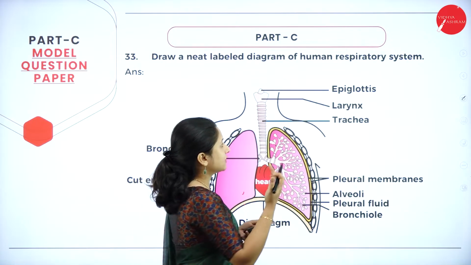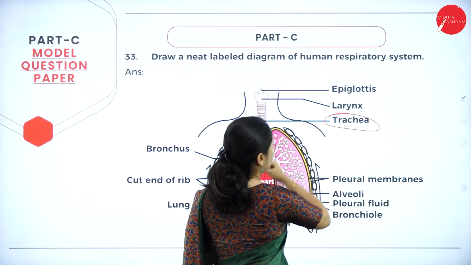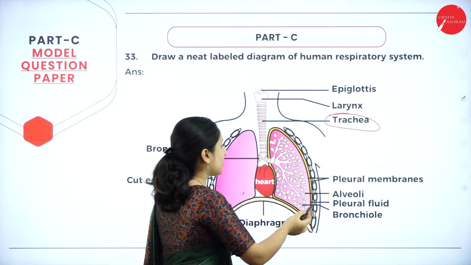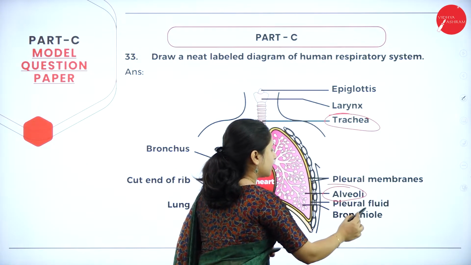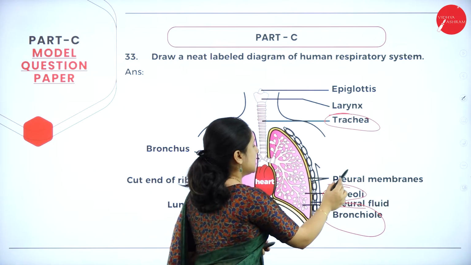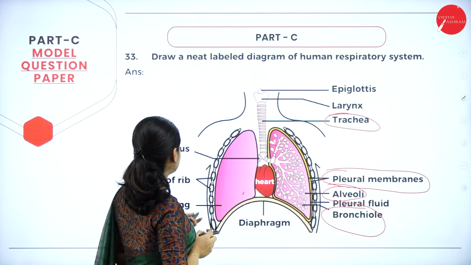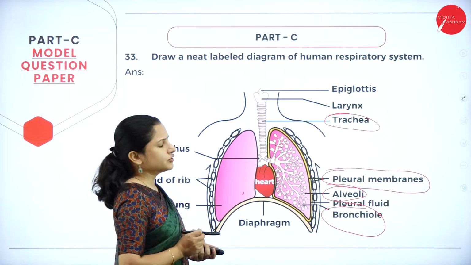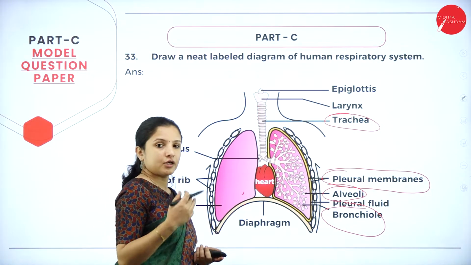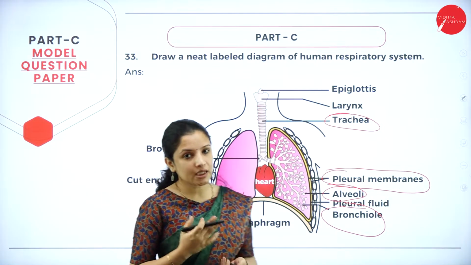So important ones, say for example, your trachea is very, very important. Then mentioning alveoli is very, very important. Bronchiole is very, very important. The membrane of the lung, which is called the pleural membrane, is very, very important. So 4 or 5 markings you do, it will easily fetch you 3 marks here.